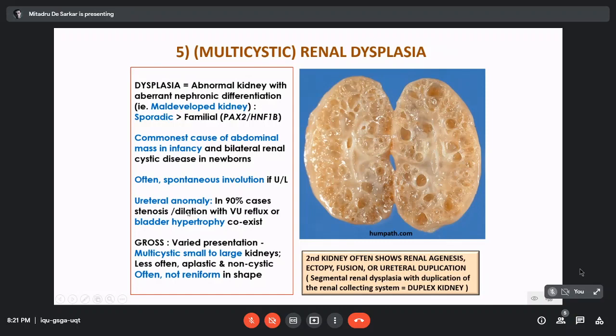However, most of the times you will find that these particular disorders are associated with some kind of disorder within the underlying ureter. There can be stenosis or dilatation along with significant amount of reflux. In fact, in many of these cases, this particular reflux is actually what is blamed for the dysplasia. And quite often the second kidney will also show abnormalities in the form of underdeveloped kidney, ectopy, fusion, and duplication of the ureters. So this particular kidney where you have a dysplasia along with the duplication of the ureters is what we call the duplex kidney.